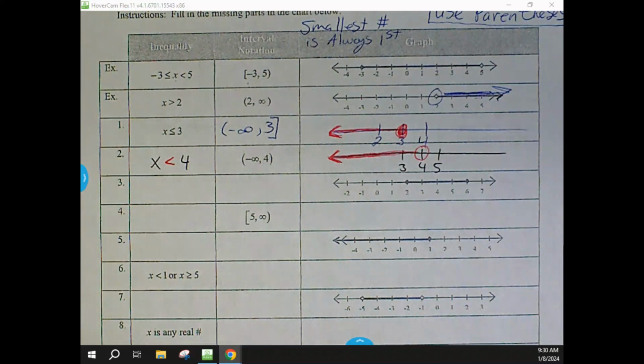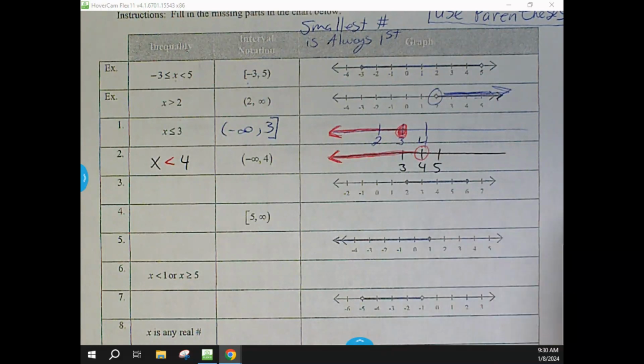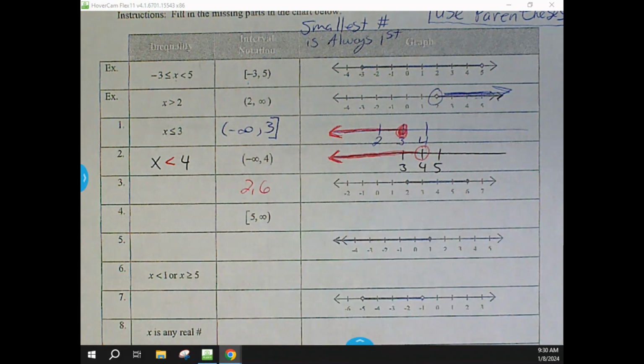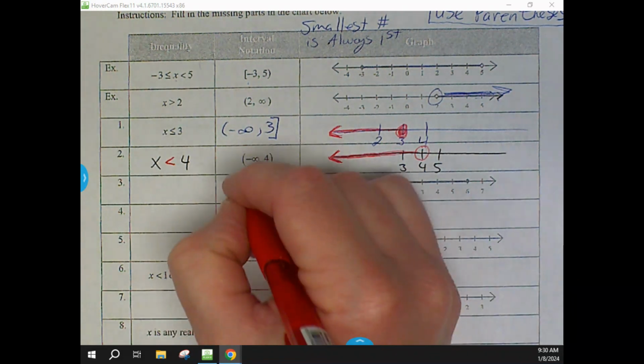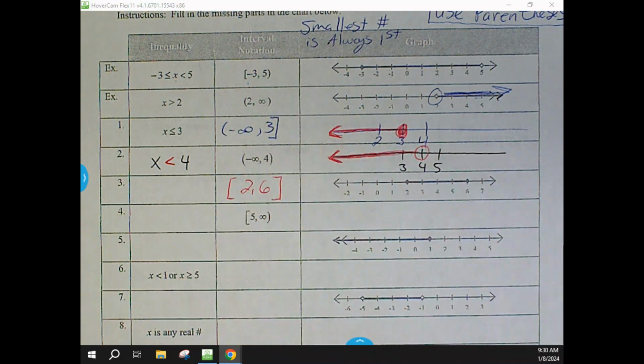Okay, so number 3, and this is one where it's actually easier in interval notation. Lowest number on the left is 2, highest number is 6. So if you put your numbers in there, there's 2 and 6. 2 has a solid circle, so that's a square bracket. 6 has a solid circle. That's a square bracket.